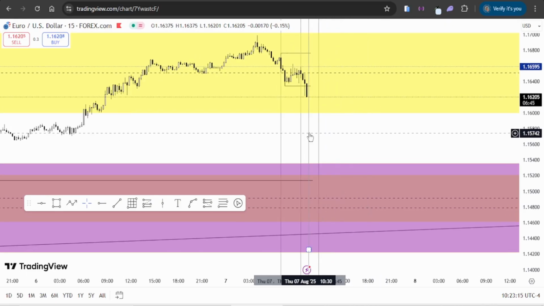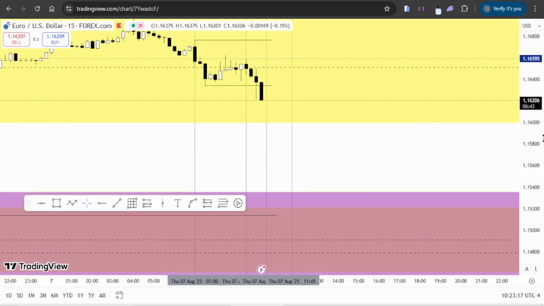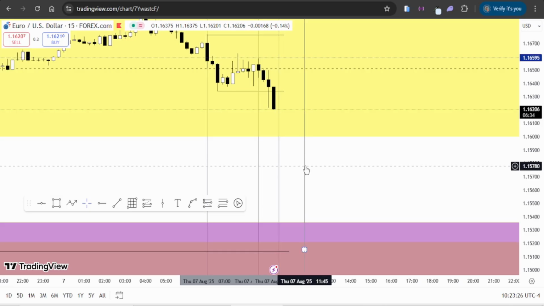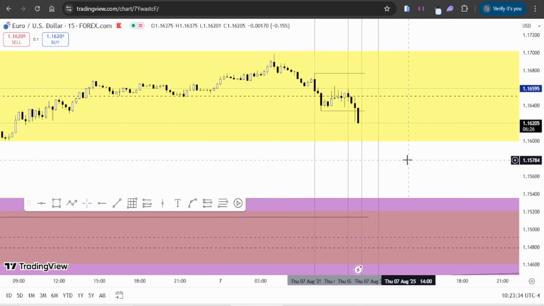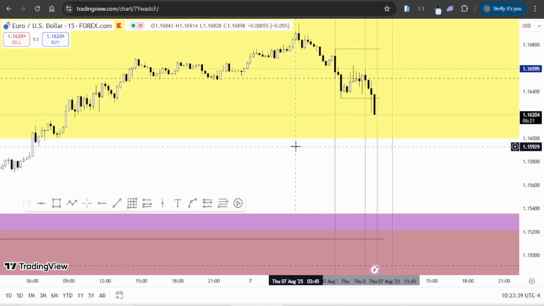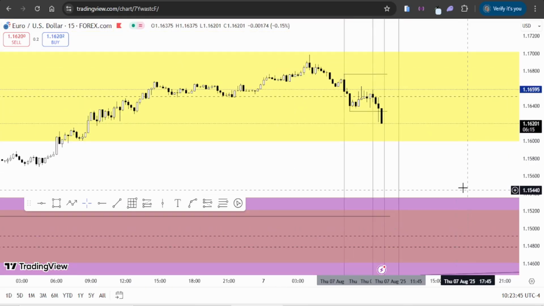Okay, so this next vertical line is 9:30 on the clock, this is 10:30 on the clock, and this is 11:45 on the clock. Today was unemployment claims release Thursday, so that is basically what we should be looking out for. We should be looking out for price digging into this level.